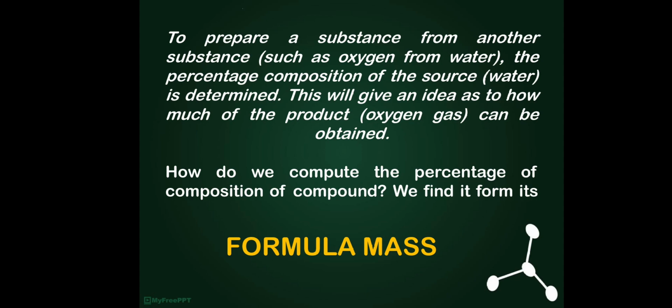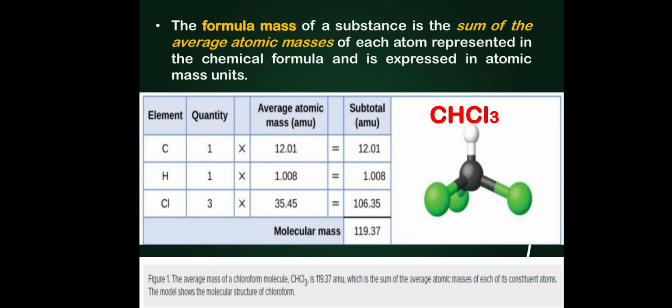So formula mass is very different from density, mass, and volume. There is a certain step here also for formula mass, so I want you to listen carefully. The formula mass of a substance is the sum of the average atomic masses of each atom represented in the chemical formula and is expressed in atomic mass units. So here, atomic mass or atomic weight is now involved.